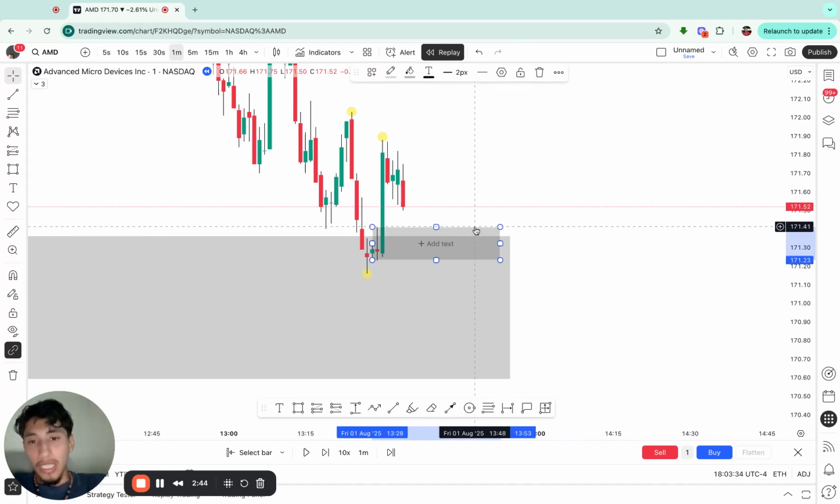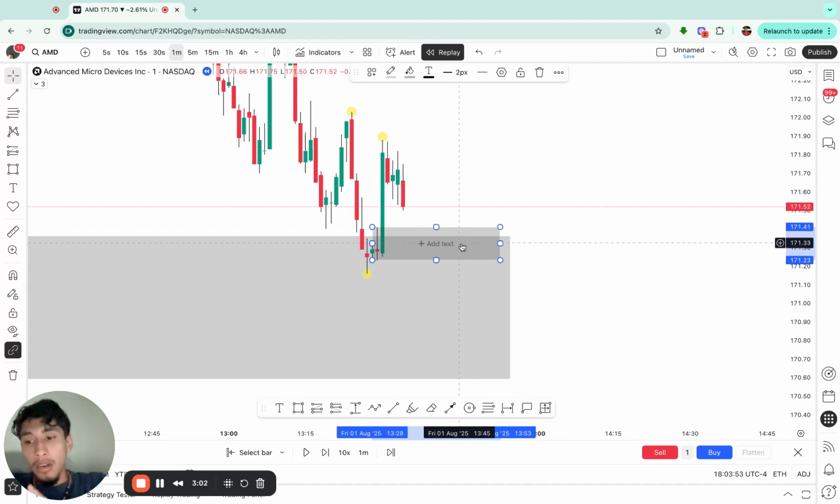What is this? It's a demand zone, but it's not valid in my eyes. Now, other traders might say that this is valid, but for me, the way that I trade, it's not valid. Why? Because there's no break of structure. There's no change of character. This candlestick before this impulse move up didn't cause any change of character, didn't cause any break of structure. So I'm not going to set this up right here.